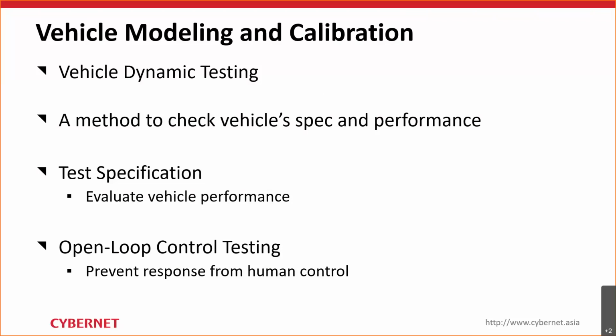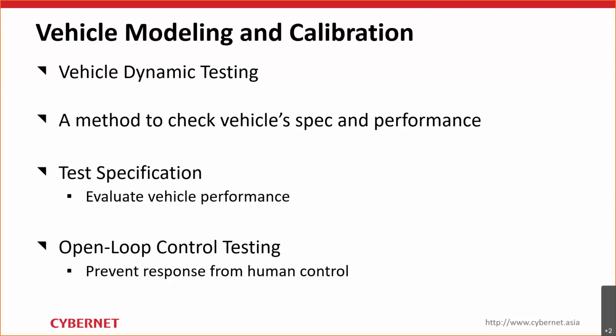So after we model the vehicle, we will have to do some calibration to make sure the model works like the real vehicle. There are a lot of calibrations we can do. Generally, we use the vehicle dynamic testing method. The method is used to check the vehicle's spec and performance. It means that we can easily understand whether the vehicle model is accurate enough. We can also evaluate vehicle performance by the result of testing.